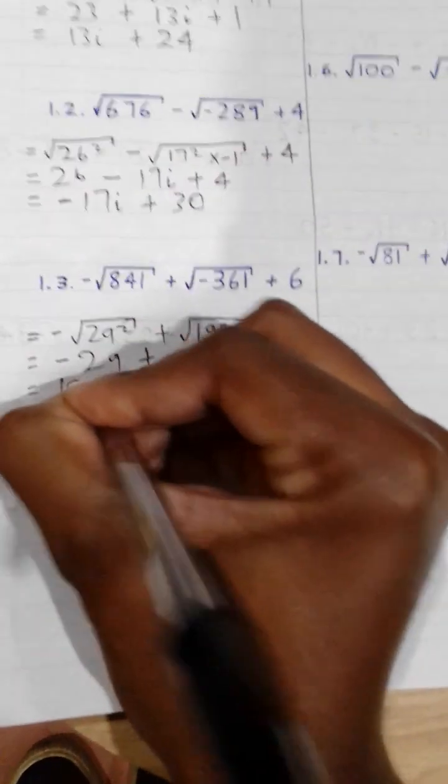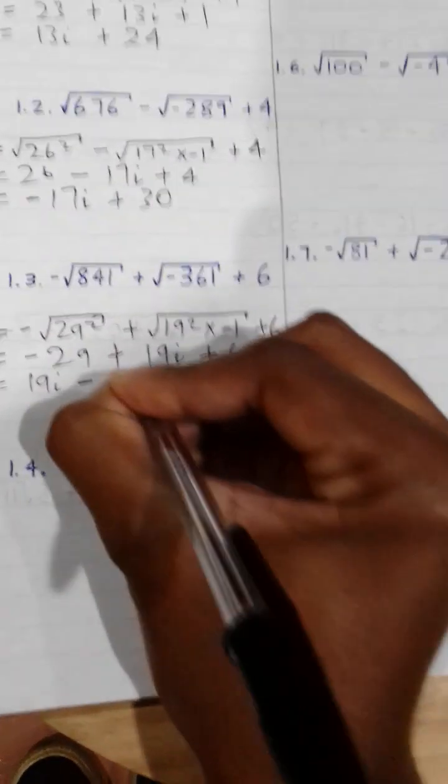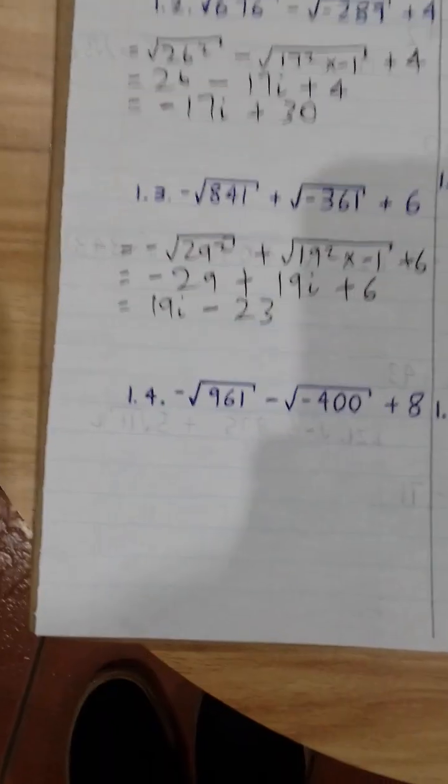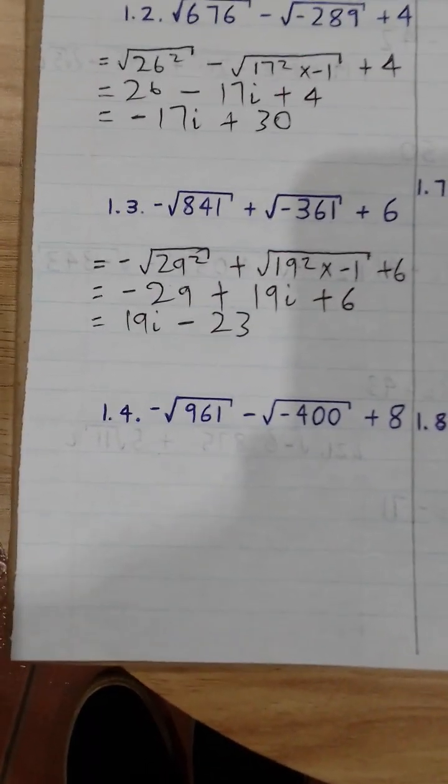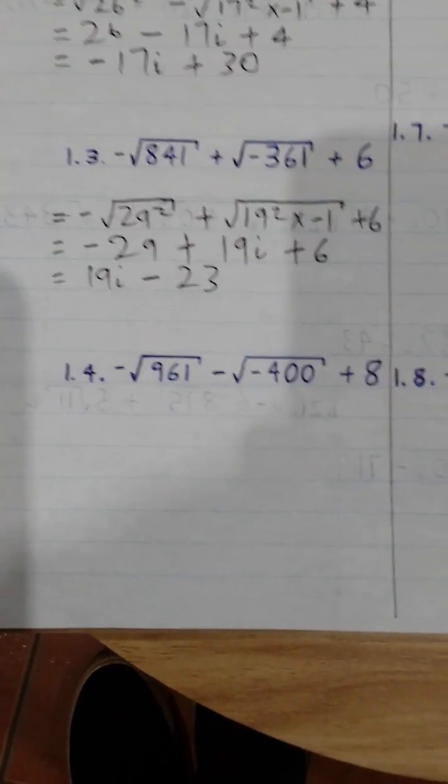Okay, so this is going to be negative the square root of 29 squared is just 29, plus the square root of 19 squared is 19 times the square root of negative 1 is i, plus 6. So we get, collect like terms, negative 29 plus 6, 19i minus 23. Or you can say negative 23 plus 19i, whichever way you prefer it, it's still fine. Hope that is clear, hope that makes sense.